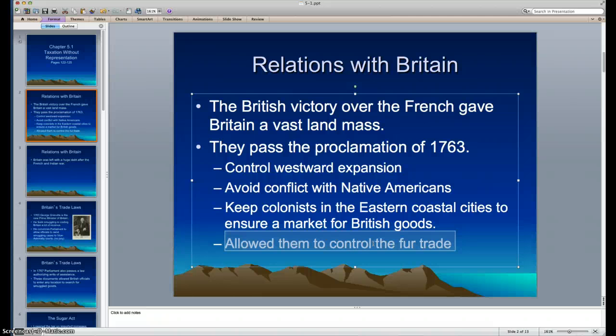And if they don't have settlers out in the West, they can send their people out there to be involved in the fur trade and not have to worry about other settlers and people from other countries competing with them as far as the money goes in the fur trade.